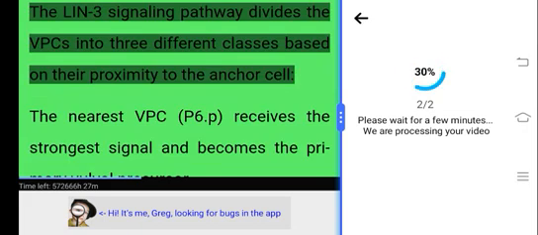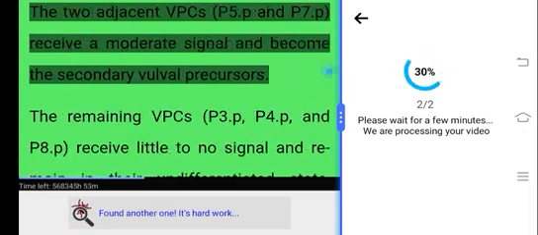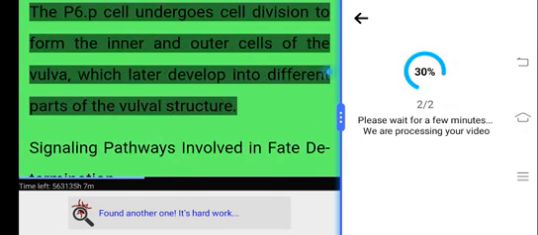Fate specification and induction. The LIN-3 signaling pathway divides the VPCs into 3 different classes based on their proximity to the anchor cell. The nearest VPC, P6.p, receives the strongest signal and becomes the primary vulval precursor. The 2 adjacent VPCs, P5.p and P7.p, receive a moderate signal and become the secondary vulval precursors. The remaining VPCs, P3.p, P4.p, and P8.p, receive little to no signal and remain in their undifferentiated state, eventually becoming hypodermal cells. The P6.p cell undergoes cell division to form the inner and outer cells of the vulva, which later develop into different parts of the vulval structure.